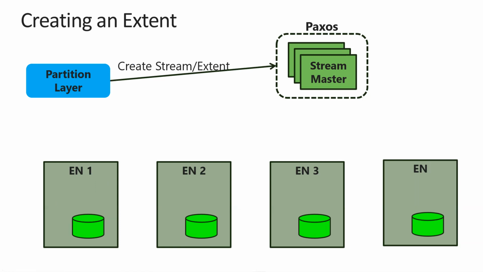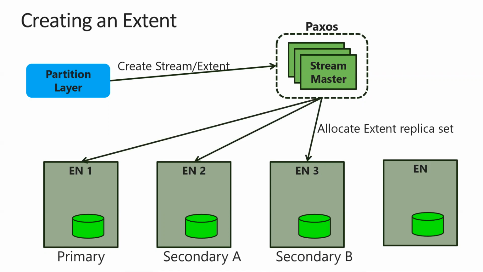The first time it has to store the data, the partition layer will ask the stream master, which is a Paxos layer, that I want to create an extent. Basically, I want to store some data, and right now I don't know where to store it. So please provide me that extent data abstraction where I can store the data. Then it will pick 3 extents from this system, and say, hey, these 3 are the extents: en1 is primary, en2, en3 are secondary. So now you can start storing your data here.